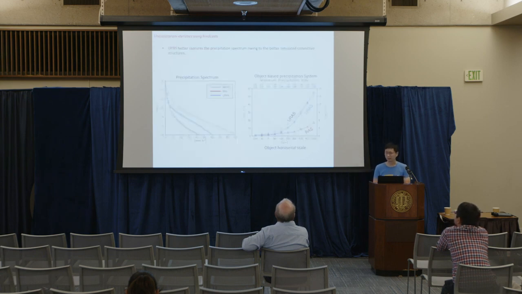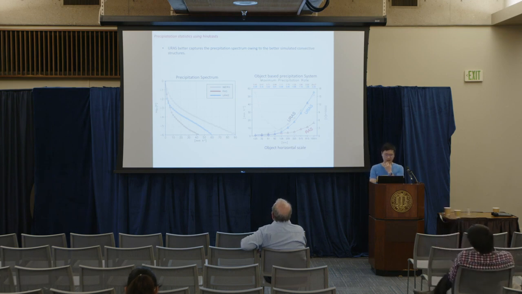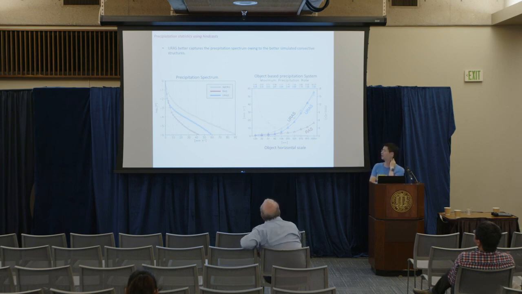Okay, so there are some results I show here. I did some high-resolution simulations and the statistics are calculated over the maritime continent. On the left-hand side is the precipitation spectrum. You can see that the URAS has a stronger precipitation spectrum compared to the original RAS. We think this is because the URAS can actually capture the convective system in its precipitation.